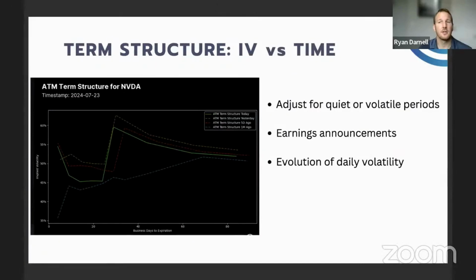Yeah, so first we just look at the at-the-money volatility. We call this the term structure. So this is just looking at the time component, because even professional traders tend not to use a 3D surface. It's kind of hard to wrap your head around. So this one's very straightforward, right?